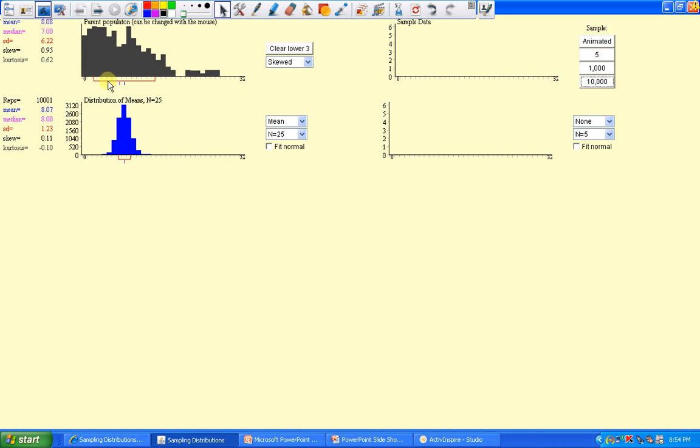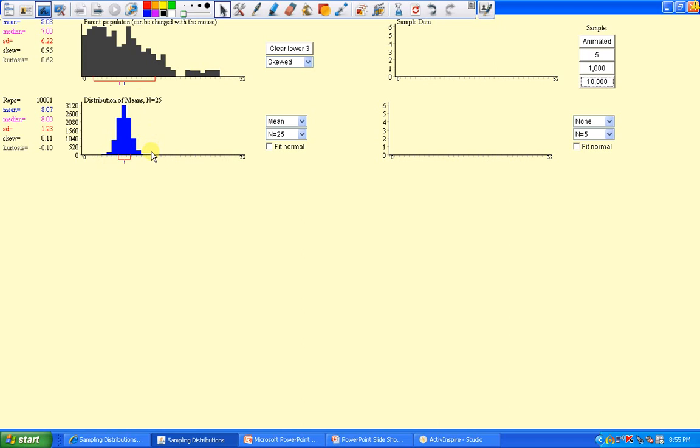Also notice that the standard deviation is smaller, and we actually learned a formula for that. It says if we know the population standard deviation, we can divide it by the square root of n, which is the square root of 25. That'll give us the standard deviation of the sampling distribution, which is 1.23. And lastly, you'll notice that the shape of the distribution is approximately normal.